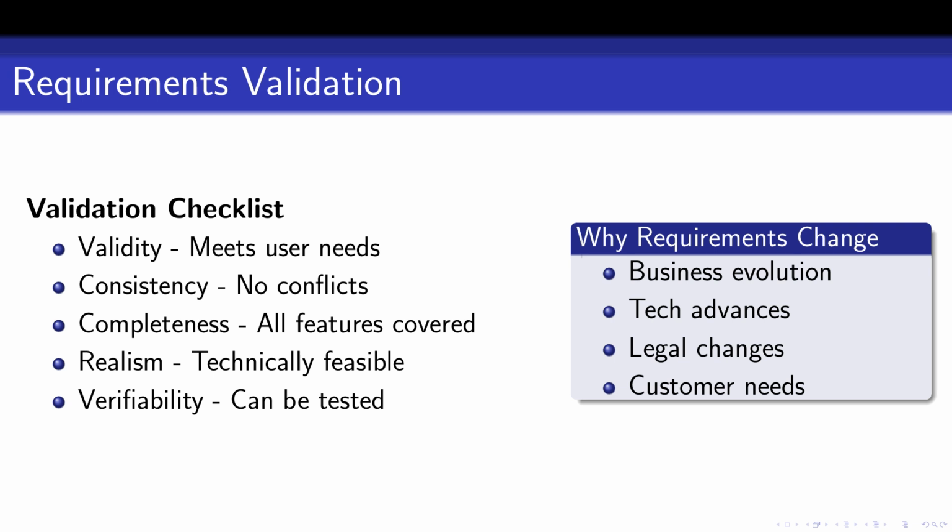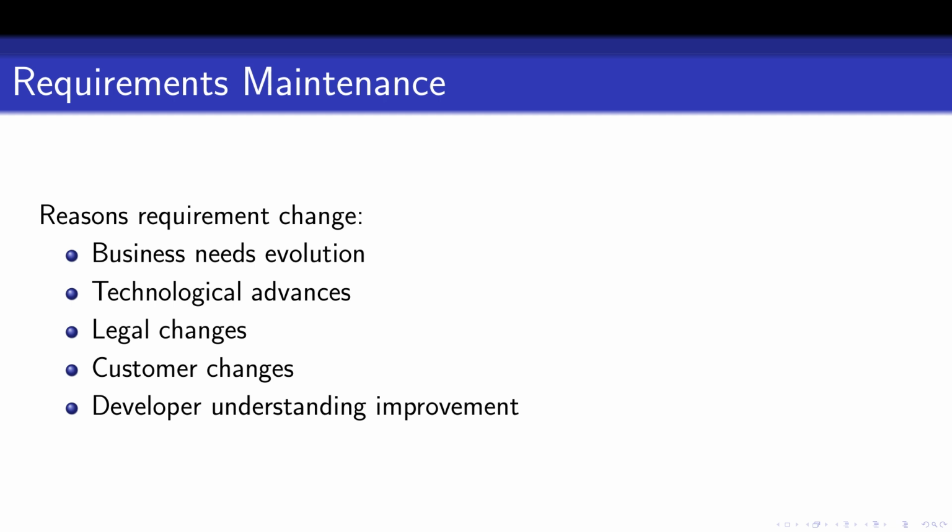Requirements evolve for many reasons, including changes in business needs, technological advances, and customer expectations. Maintenance is an ongoing process throughout the project lifecycle. As requirements change, teams must ensure updates are well documented and shared with stakeholders. This helps avoid confusion, keeps the project aligned with current goals, and ensures all team members work toward the same objectives.